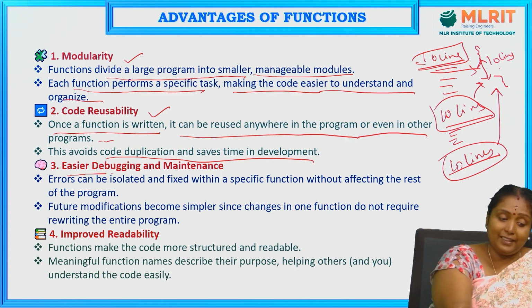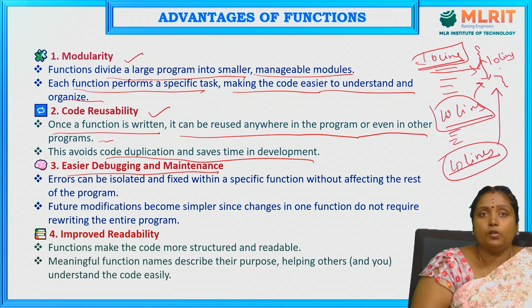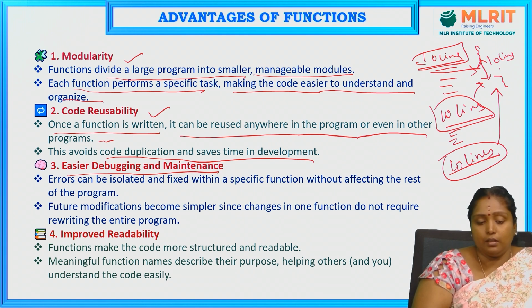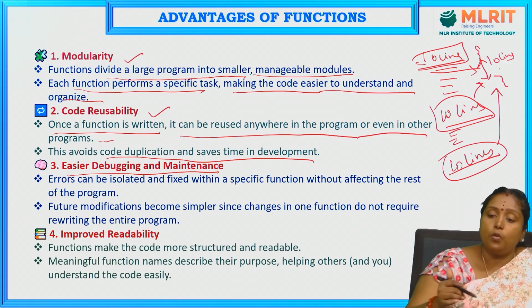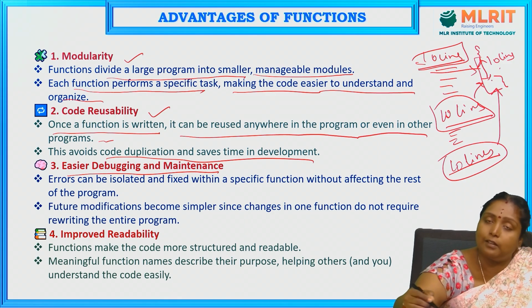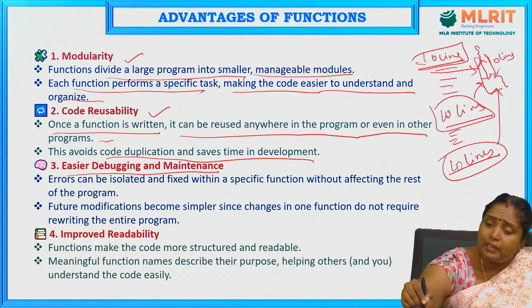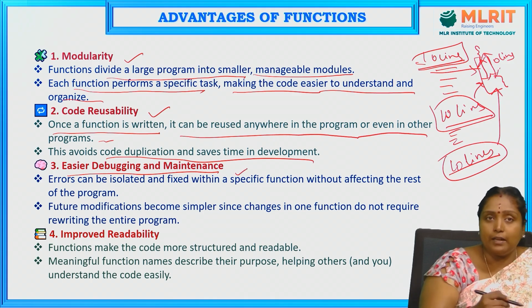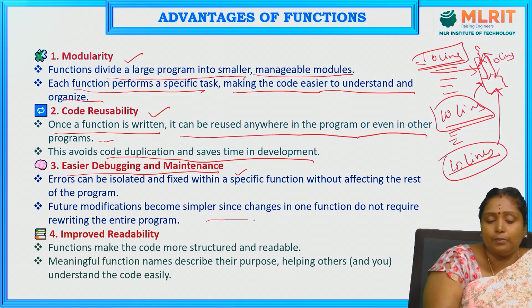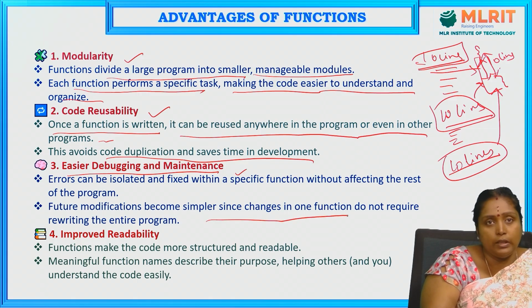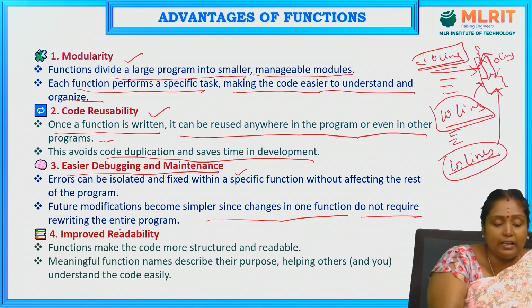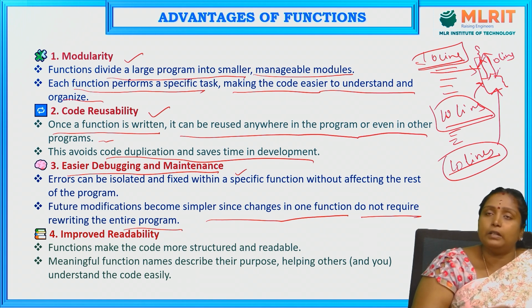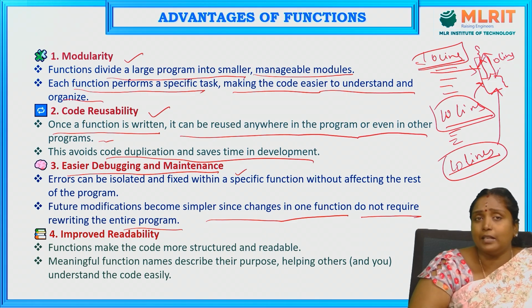The next one is easier debugging and maintenance. Errors can be easily fixed. If I have an error in a specific function, it won't directly affect the rest of the program. If the error is in this particular 10 lines of code, I can fix it very easily. Further modifications also become simple, since changes are made in one function only, and we don't need to rewrite the entire program.